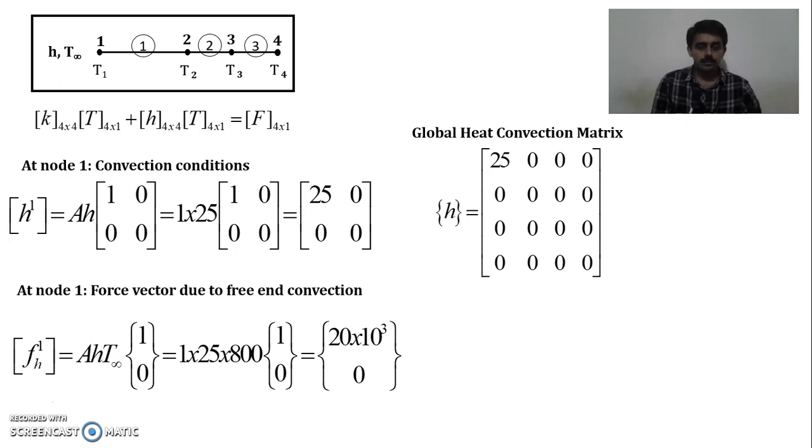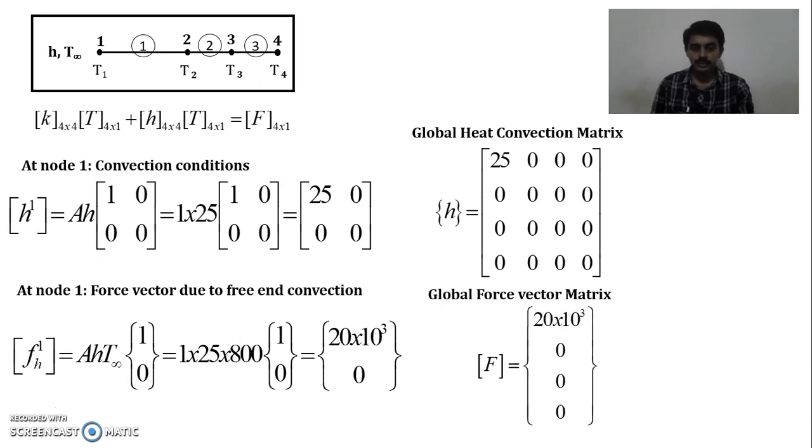So let us write the global convective matrix as shown. As we can observe in the free body diagram, only node 1 has the convective condition as well as the temperature force vector. Hence all the other nodes will have 0 values. So we can write the global convection matrix as represented on the screen. Similarly, the force vector is only there in node 1. The force vector value is given only in node 1, that is 20 into 10 to the power 3. All the other nodes will have 0 values.